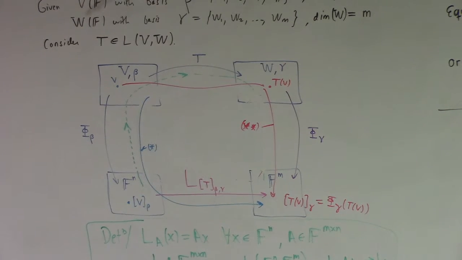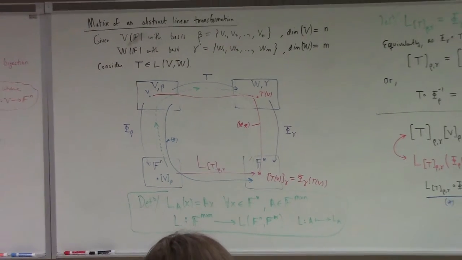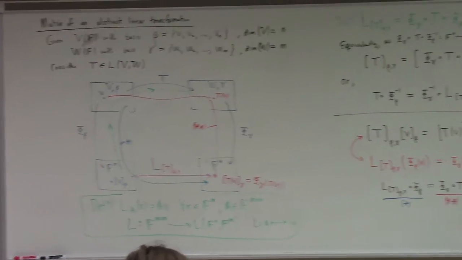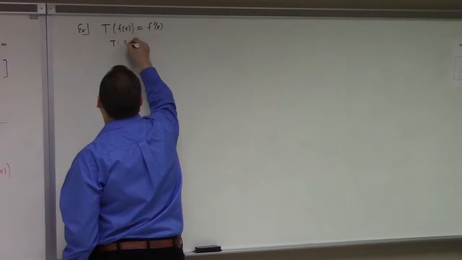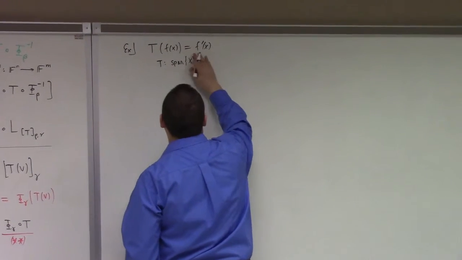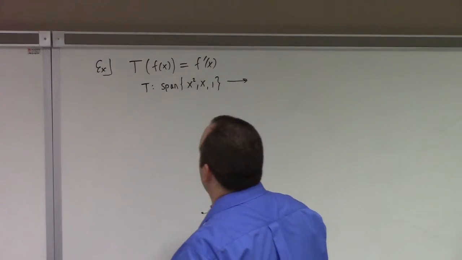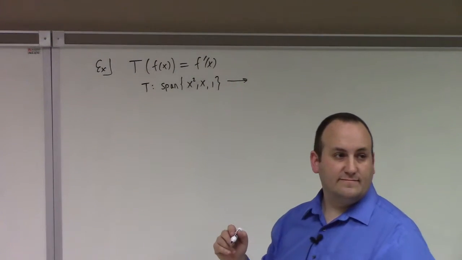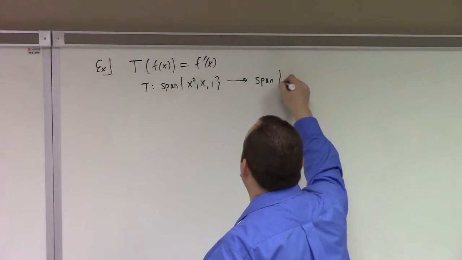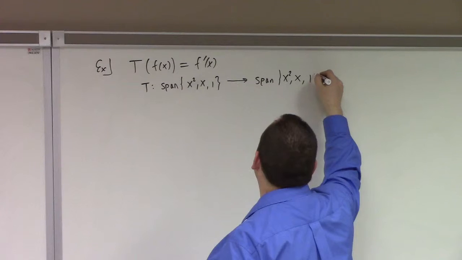Let's look at this example in particular. Simple example, right? But we have T of f of x equals f prime of x, right? And here I'm going to say T is going from the span of, let's say, x squared, x, and 1. And what do you guys want to make the codomain? I'll be boring. I'll make it x squared, x, and 1.